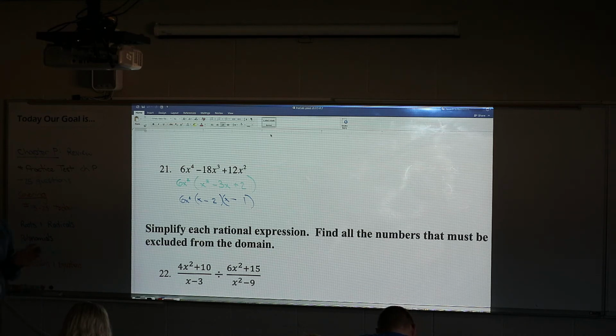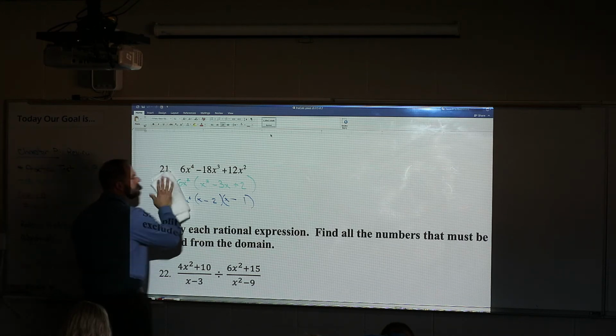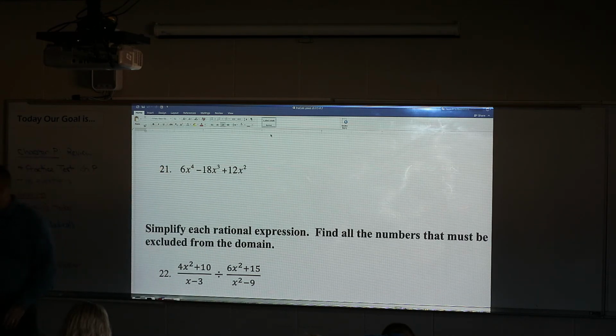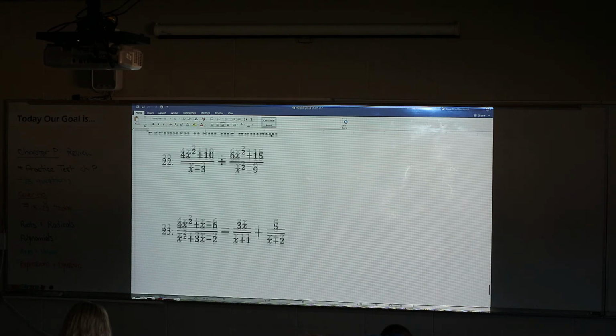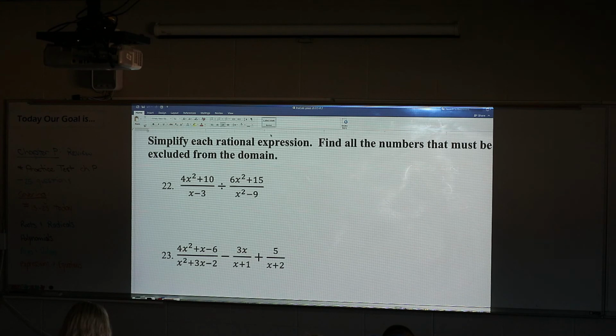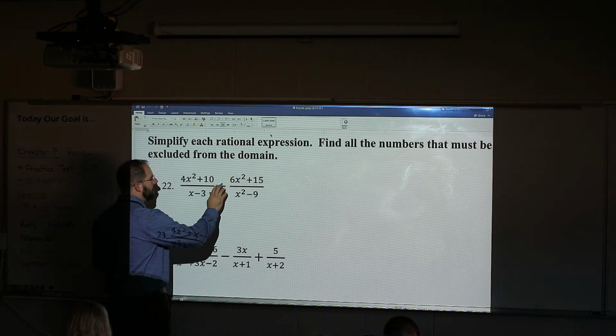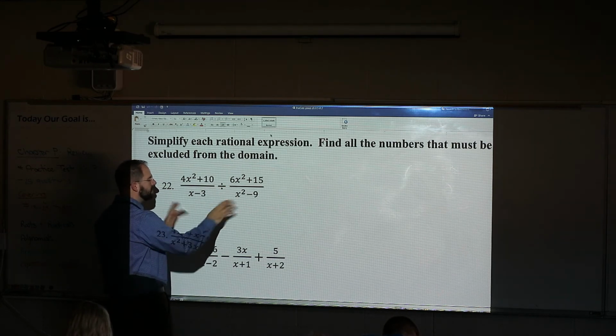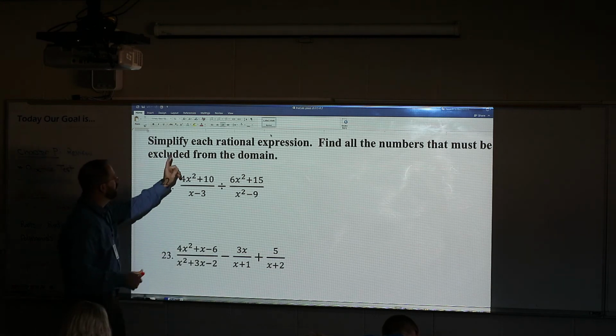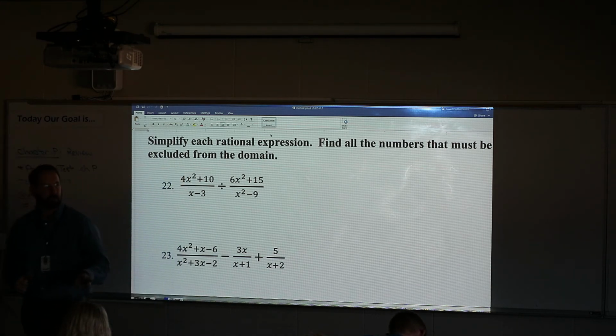Okay, questions, comments? Okay, 23. It's some type of polynomial or rational expression. You're going to either have to multiply, divide, add, or subtract them together. The trick is, on multiplying and dividing, factor everything apart, flip it over because of the division, and then in the very end, you can simplify things out, but you also have to tell me the domain on both questions.